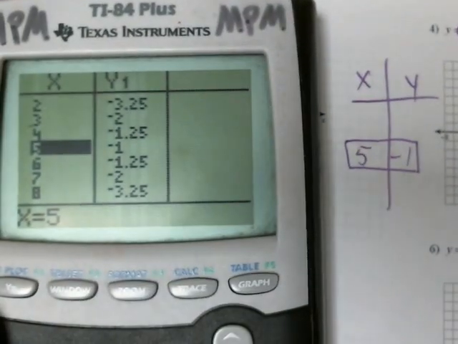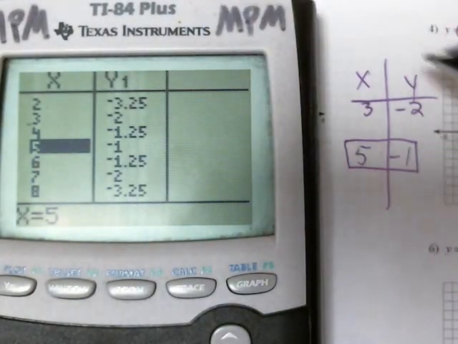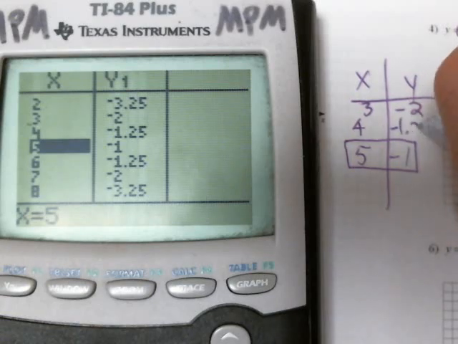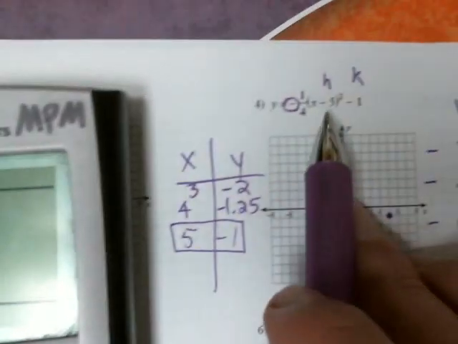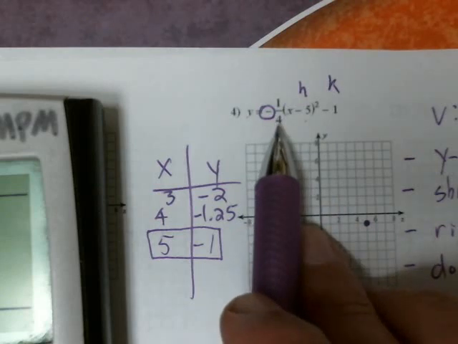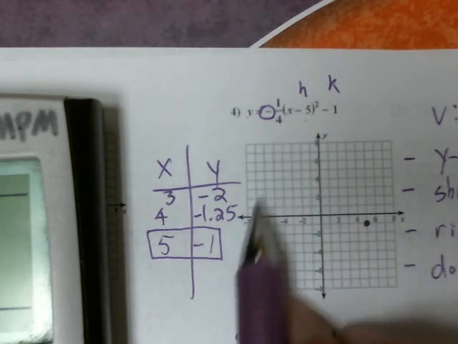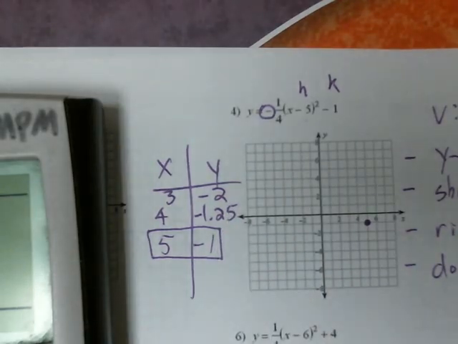Switch this since I'm right-handed. Okay, so I'll have (3, -2). I'll have (4, -1.25). Huh, that's interesting. Why do you think I have a decimal there? Because when I take my input and plug it into all this, I'm going to end up multiplying by 1/4. So yes, I would expect to see some decimals, 0.25, that kind of thing.